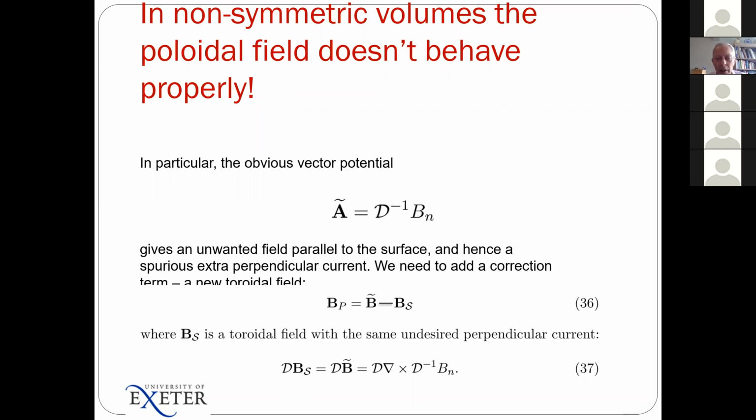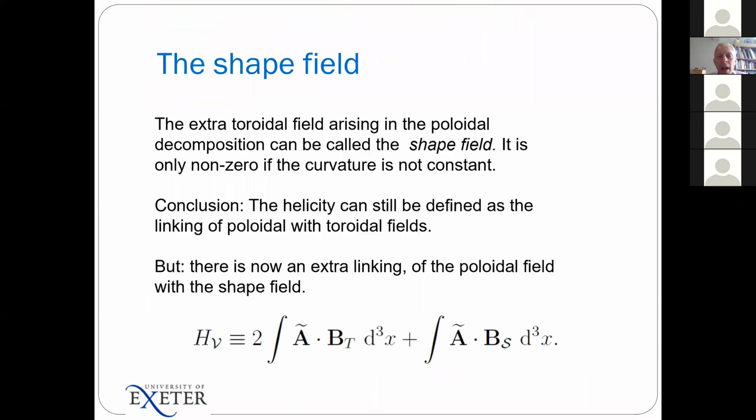So you correct that with what I'd call the shape field. And this shape field, then you can add to your regular field, and you sort of get back some of your nice properties of the toroidal poloidal decomposition. And when you do that, it turns out your helicity gets an extra term, which is here on the right. In essence, it's the poloidal field linking itself.